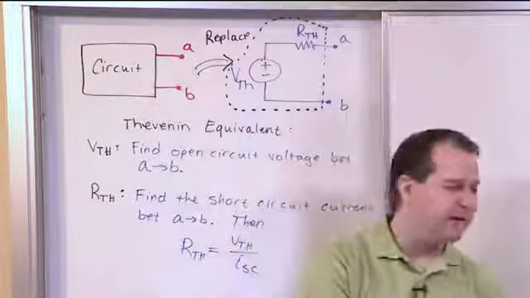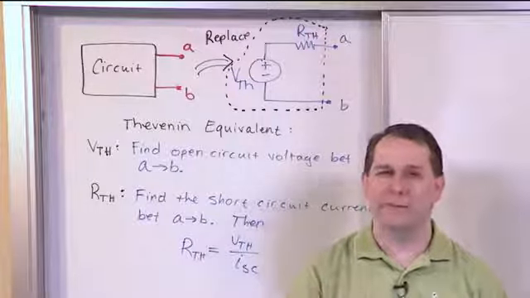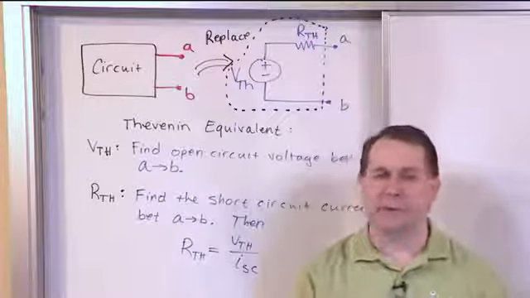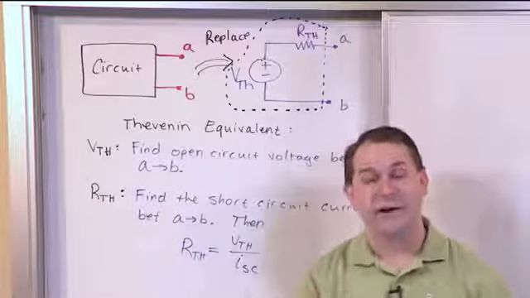You could connect different resistors across there. You could put anything you want across A and B. There's always going to be the same terminal voltage and the same current flowing through any load that you connect between these two circuits, because they're equivalent to one another.